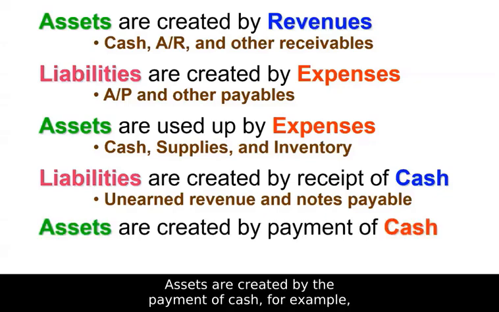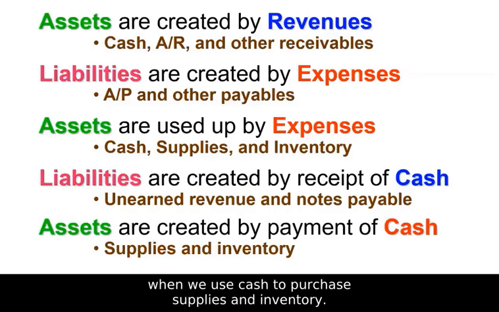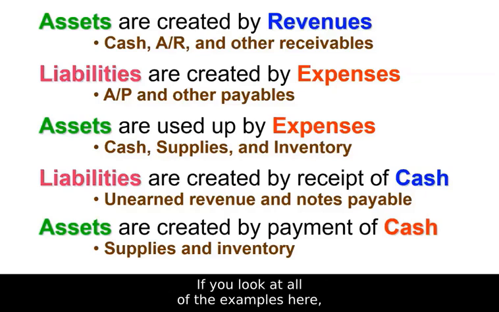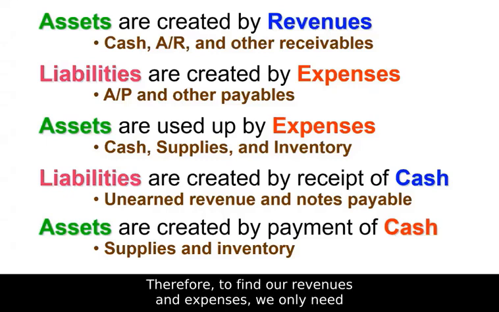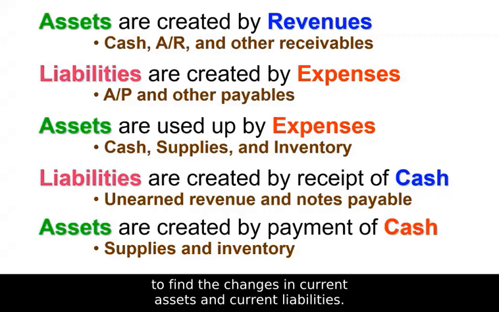Assets are created by the payment of cash. For example, when we use cash to purchase supplies and inventory. If you look at all of the examples here, every one of these are current assets or current liabilities. Therefore, to find our revenues and expenses, we only need to find the changes in current assets and current liabilities.